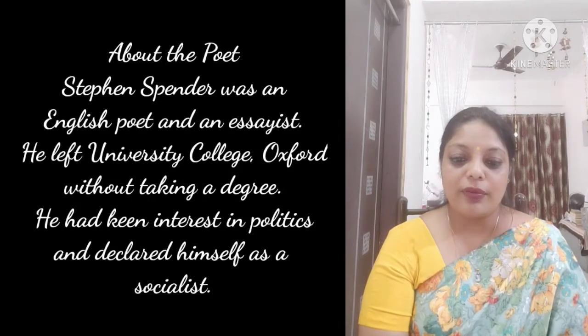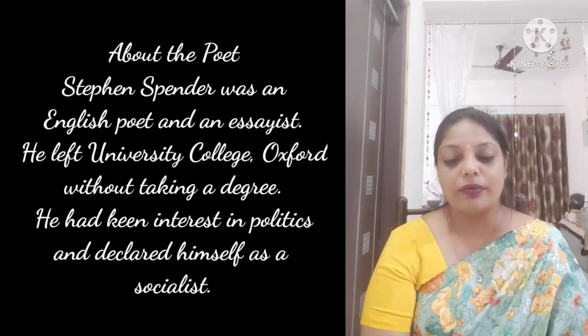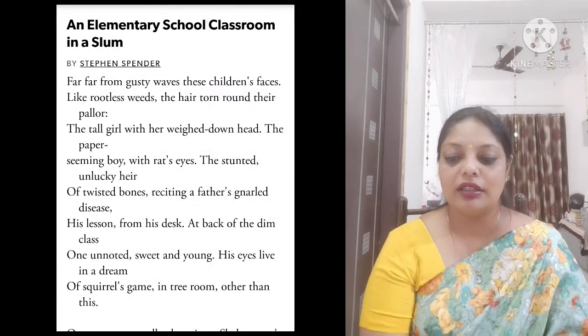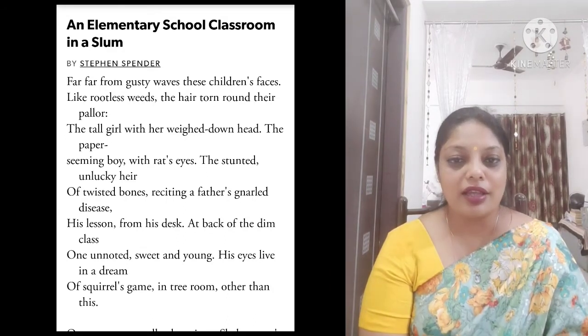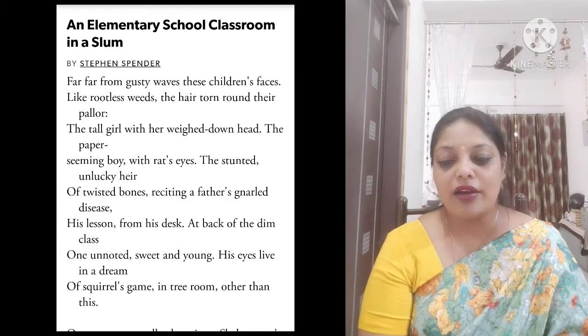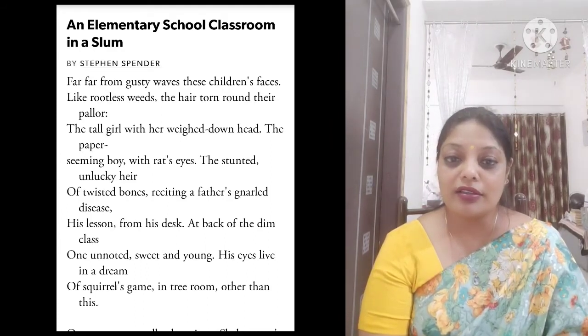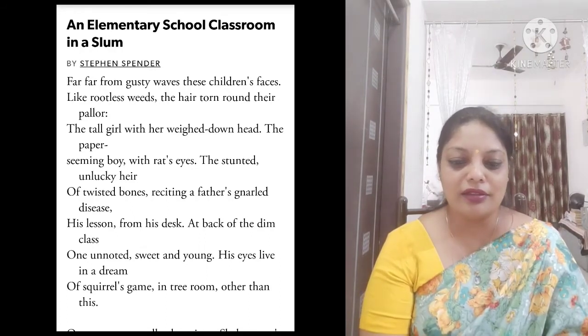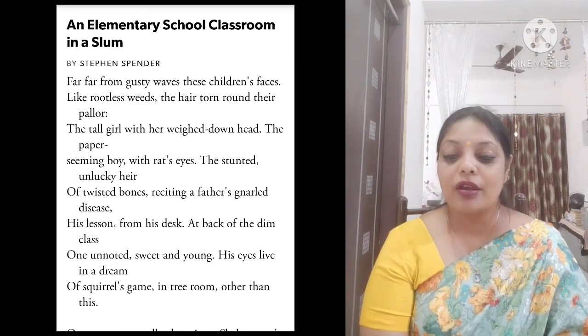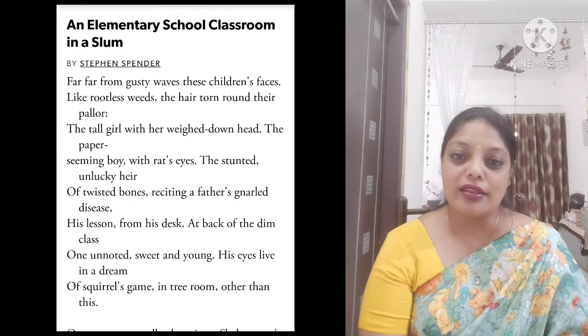Again, I'll read the first paragraph and then I'll make the explanation. Far, far from the gusty waves, these children's faces, like rootless weeds, the hair torn around their pallor. The tall girl with her weighed-down head, the paper-seeming boy with the rat's eyes, the stunted, unlucky heir of twisted bones reciting a father's gnarled disease, his lesson from his desk. At back of the class, one unnoted, sweet and young, his eyes live in a dream of squirrel's game in a tree room other than this.